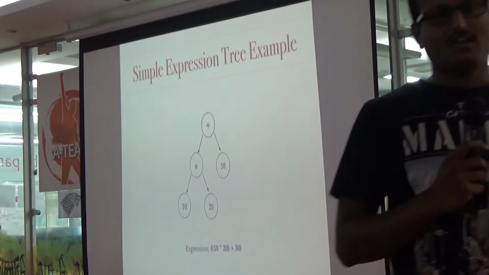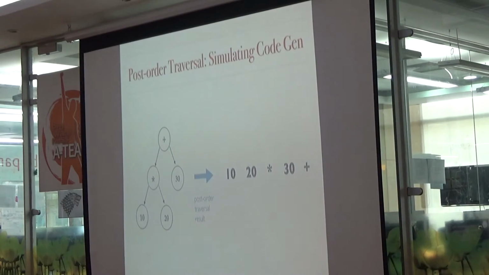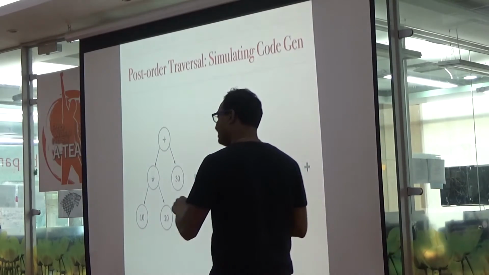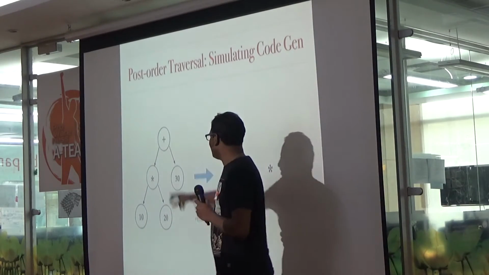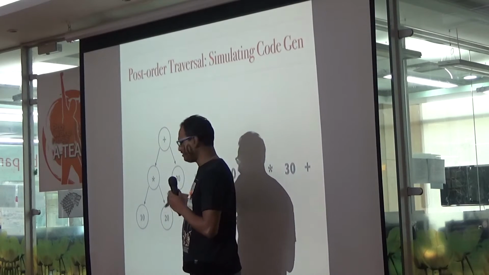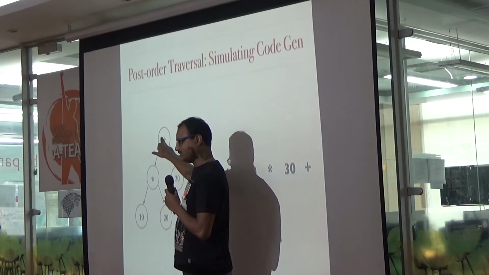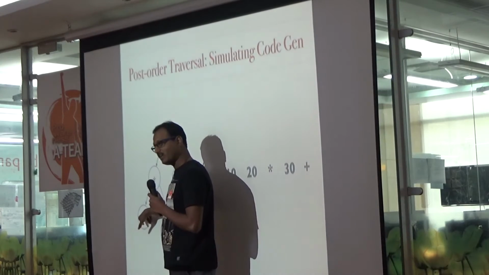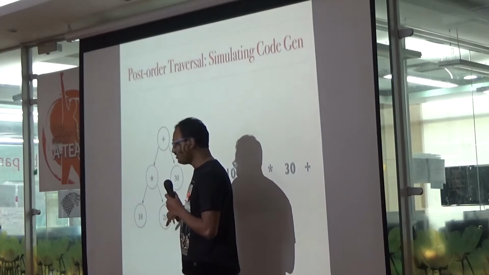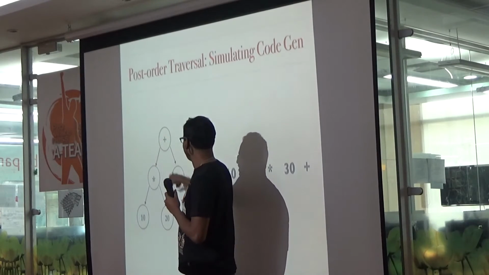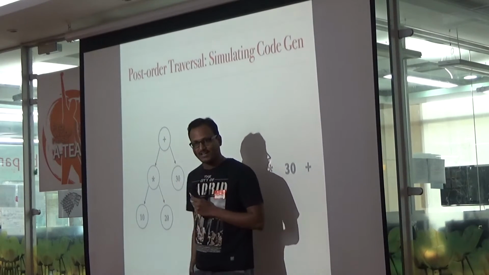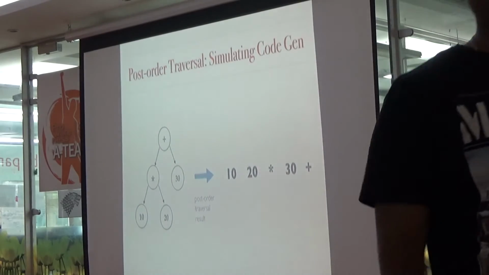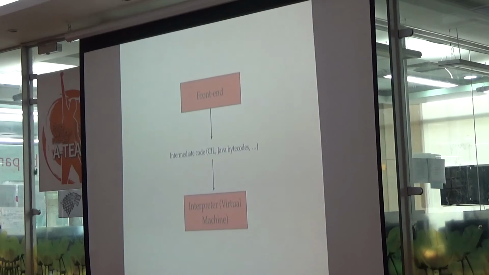Now we know about post-order traversal, right? Left, right, and then root. So when you traverse this tree, how will you get the result here? The left is star, and then left is 10, and the right is 20, and then star, 30 and plus. It's very straightforward.